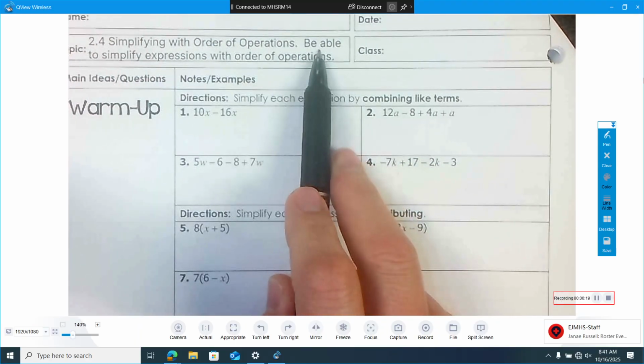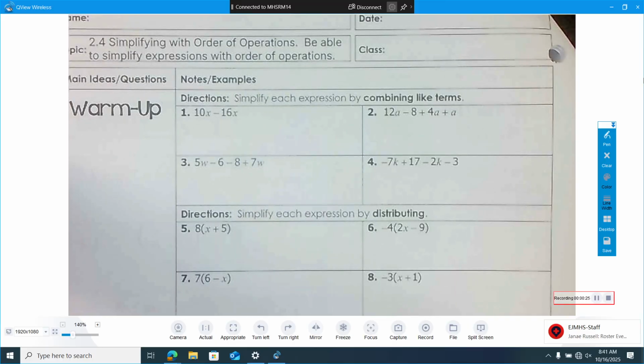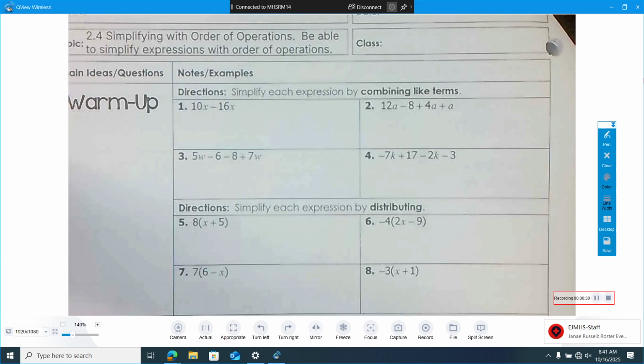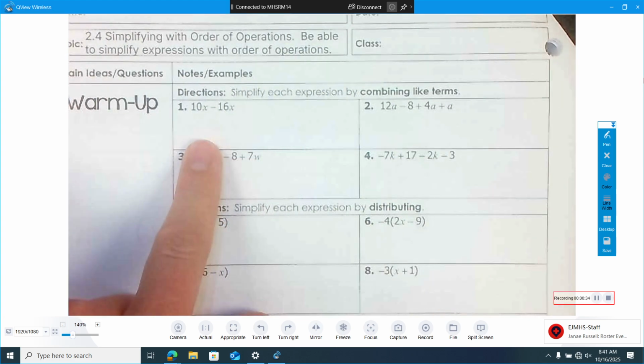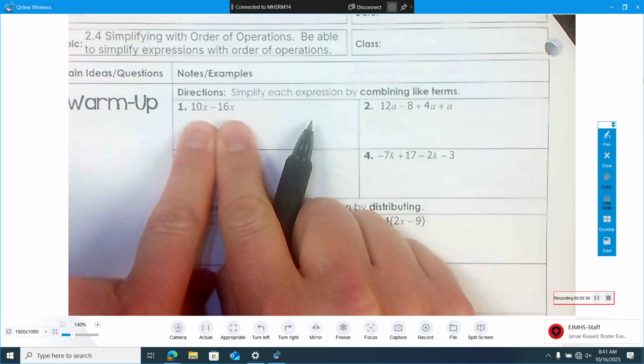Simplifying with order of operations. We want to be able to simplify expressions where we're going to combine like terms, and maybe we have to do some distributing. So we have a couple of things here. Let's look here at number 1. I have 10x's minus 16x's. Can we combine those?